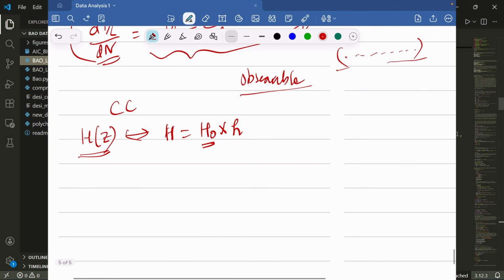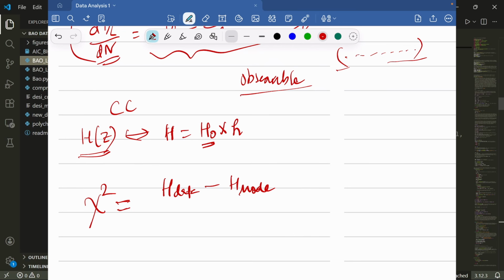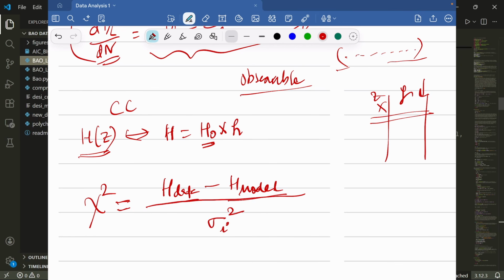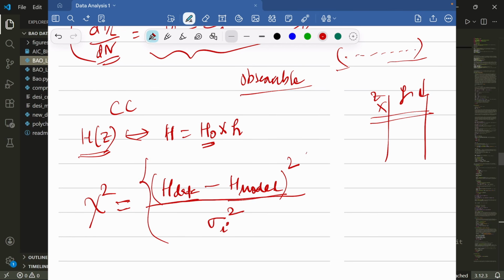Then if you use cc, there is a chi-square that you have to calculate. Chi-square says that there is h data minus h model. Here h data means this is your x data, your redshift, and this is your y data. Certain things from observation, certain things from the theoretical model, over sigma i square. And now you have to multiply with minus half.